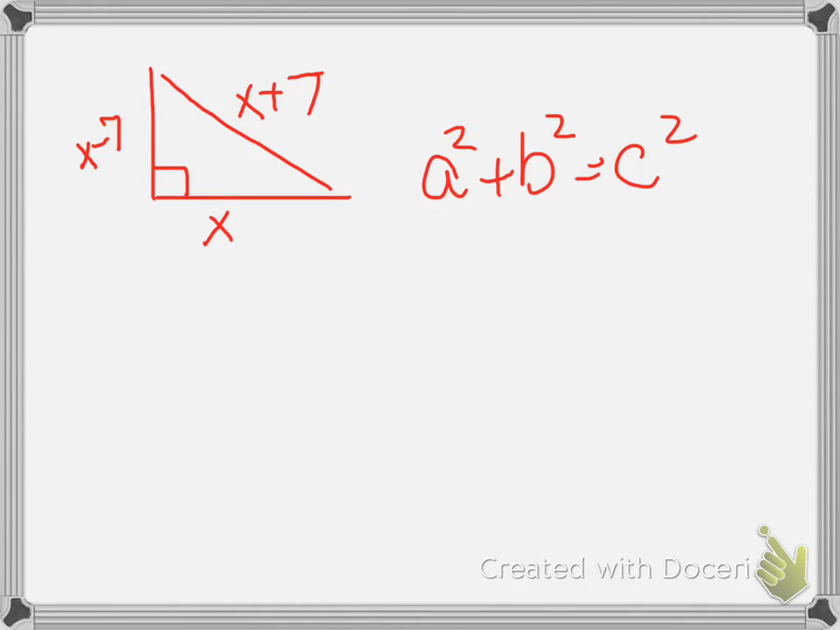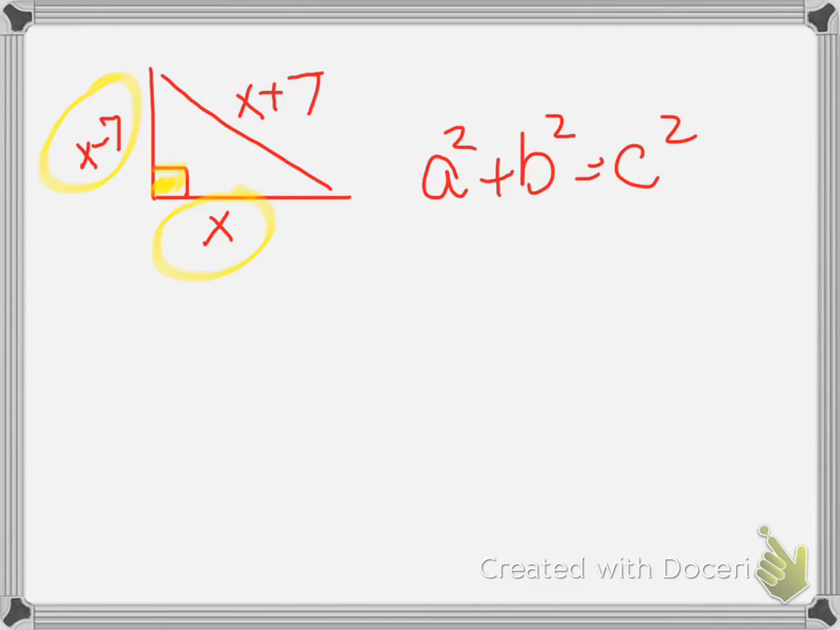So here's the problem you were looking at. Because they said that x minus 7 and x were a and b, they have to be the two legs that make the right triangle. You'll know it's a right triangle because it has that little square in it. So that means you want to put those in where the a and the b are.